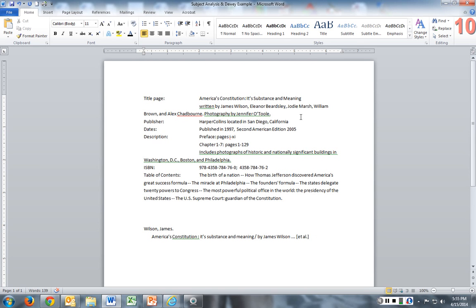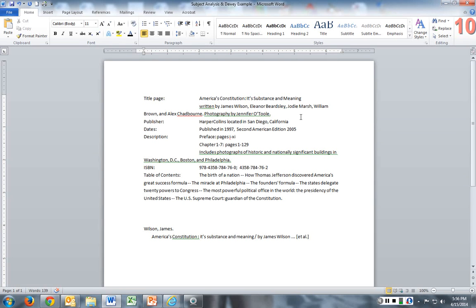it's a match. If her name was not on the title page, for instance, on the verso of the title page it said photography credits by Jennifer O'Toole, I probably would not include it in the statement of responsibility, because the statement of responsibility is supposed to be transcribed from the title page. So that's on the verso, I'm not going to include it.